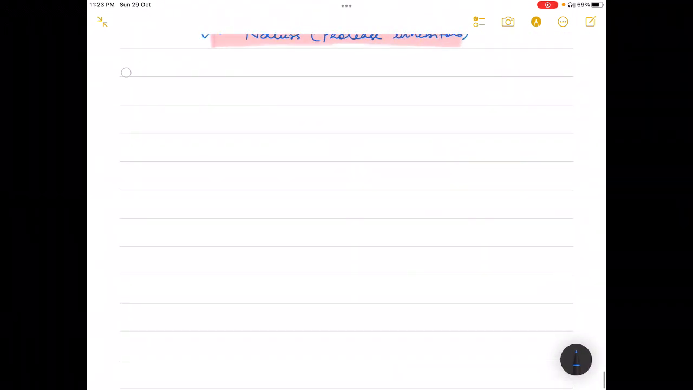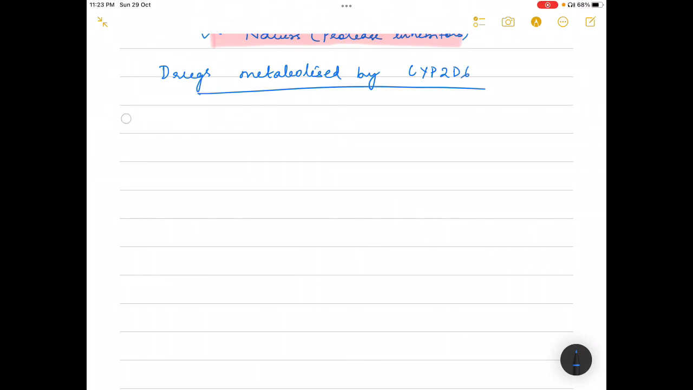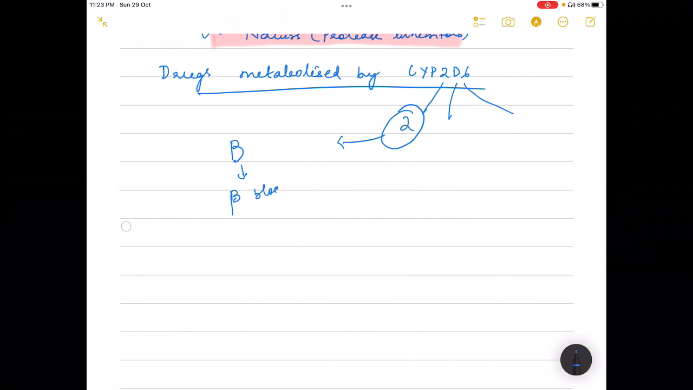Now coming to the drugs which are metabolized by CYP2D6. So 2D6, how will you remember? I remember it by means of 2 4 6. Okay. So this 2 means the second letter of the English alphabet, that is B. So B for beta blockers.